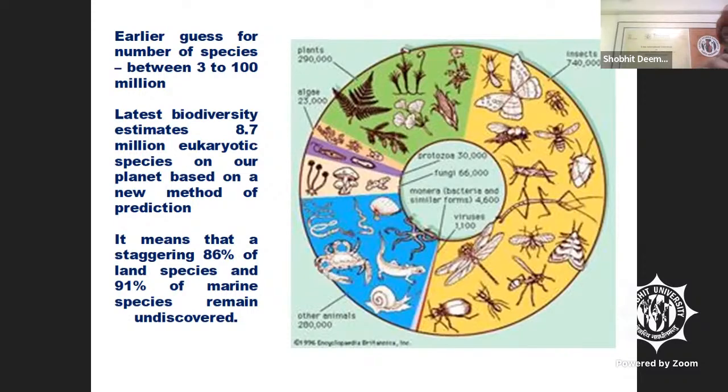In many texts, you will find that it was earlier estimated at 3 to 100 million or something like that. But it is 8.3 million species which are identified using the modern techniques of genomics and proteomics. And the latest biodiversity data also tells that 86% of the land species and 91% of the marine species are still unknown.